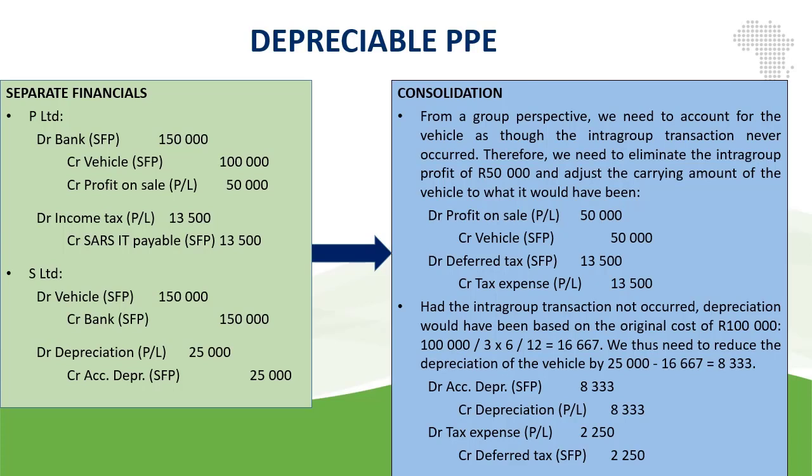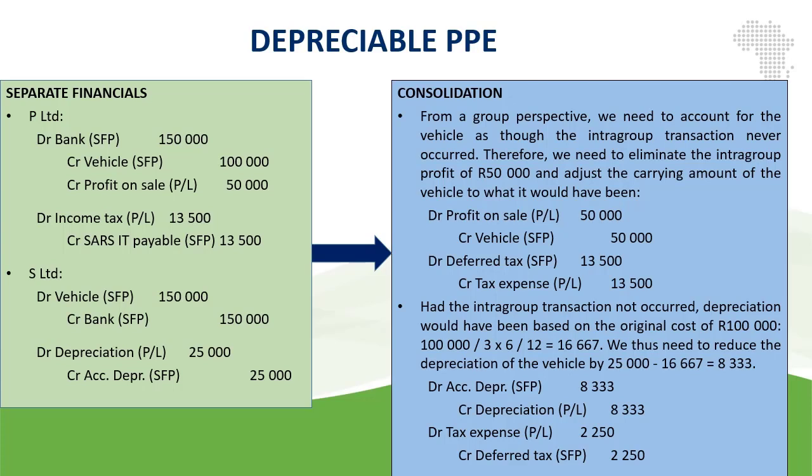We then eliminate the tax expense that was recognized for this profit on sale. So we credit our tax expense with 13,500, and then we debit deferred tax with 13,500 because this is a tax implication that will still be incurred in the future when this vehicle is ultimately used up or sold to external parties.